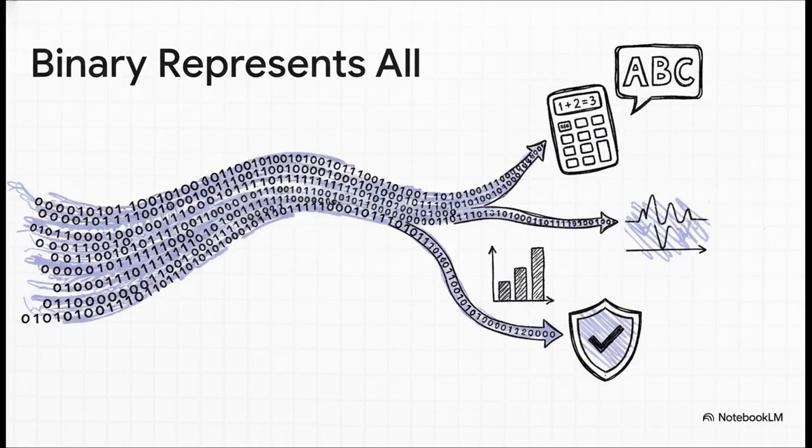And believe it or not, with just those two digits, computers can represent everything. Your name, the numbers in a massive spreadsheet, the millions of colors on your screen, it's all just patterns of zeros and ones translated into this fundamental binary language.